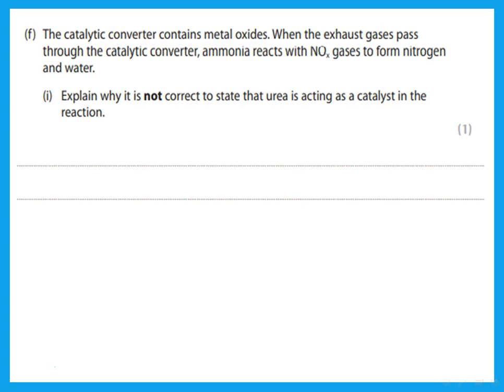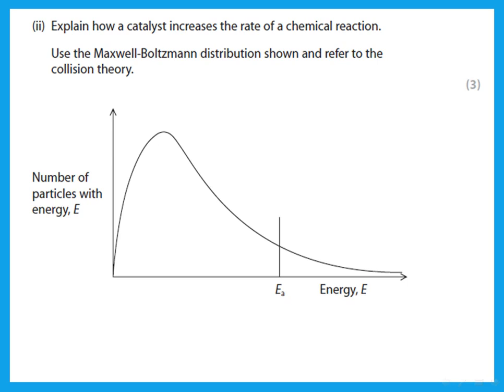The catalytic converter contains metal oxides. When the exhaust gases pass through the catalytic converter, ammonia reacts with the oxides of nitrogen gases to form nitrogen and water. Explain why it is not correct to state that urea is a catalyst in this reaction. Well, if he says that it is reacting to form new products, that means that it is not a catalyst. Urea reacts and is used up to form a new product. Remember, a catalyst is something that speeds up the reaction without being changed or without actually taking part in the reaction and changing into something else.